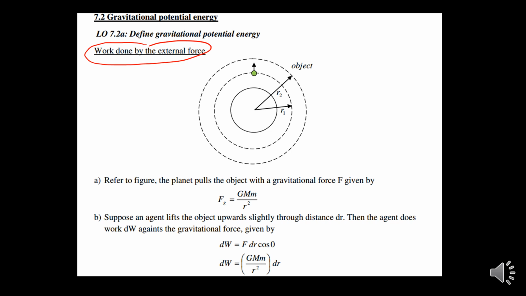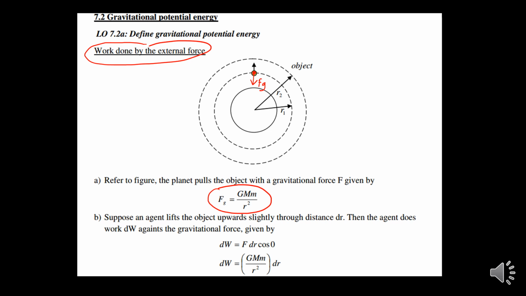Now we refer to the figure. In this figure, the planet pulls the object with the gravitational force given by this. Let's say this is the object. The gravitational force is always towards the center of the planet. This we learned in the previous lesson on gravitational force: the attractive force between two masses divided by the squared distance between them.